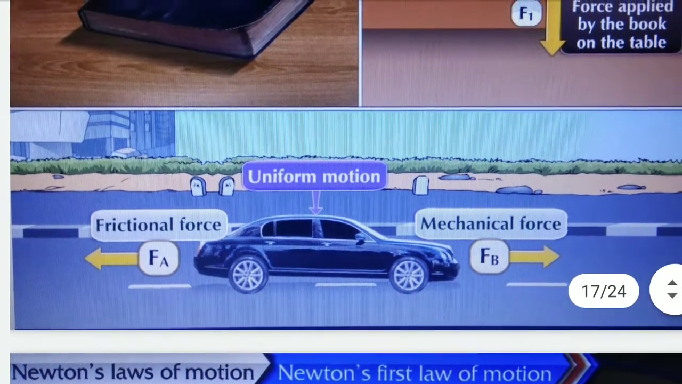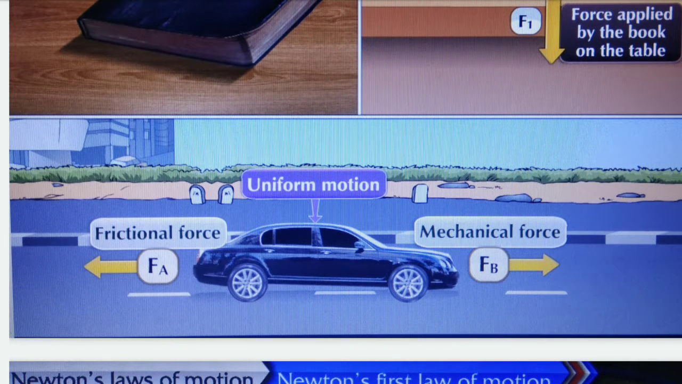In this example, the car is in uniform motion. At that same time, the mechanical force and frictional force are acting on it, which are acting in the opposite direction and therefore they get balanced.